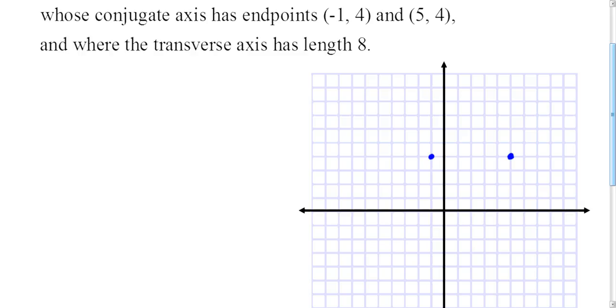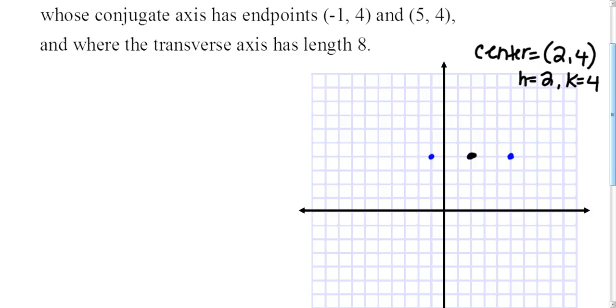The transverse axis, so that's the one that does connect the foci, has length 8. So that means the entire axis has length 8. And by the way, my center then would be right here at 2, 4. Okay, so I'm going to just write that down right here. I'm going to color code this a little bit. So my center is at 2, 4. So what that means already I know is that h is 2 and k is 4.